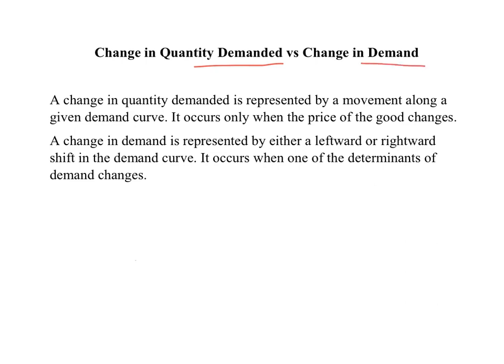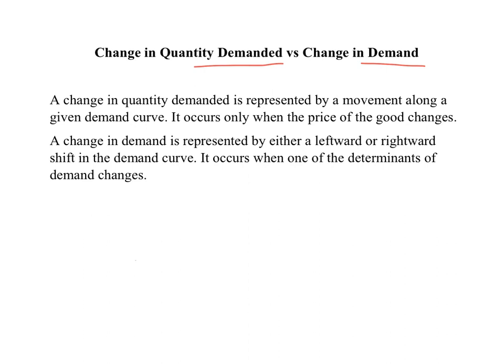Demand, on the other hand, is a relationship. It is the relationship between the price of a good and the quantity of that good that consumers are willing and able to purchase. So demand is a relationship between price and quantity demanded. It would not be appropriate for us to say that demand is 700. Demand must be represented by either a schedule or a graph or a mathematical equation. So it's important that we understand the distinction between a change in quantity demanded and a change in demand.